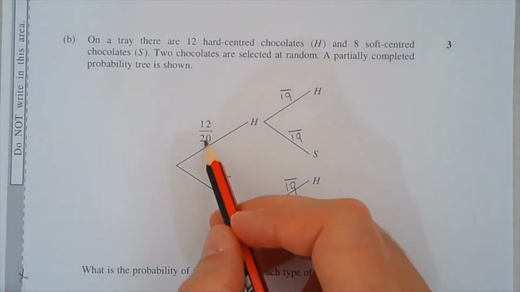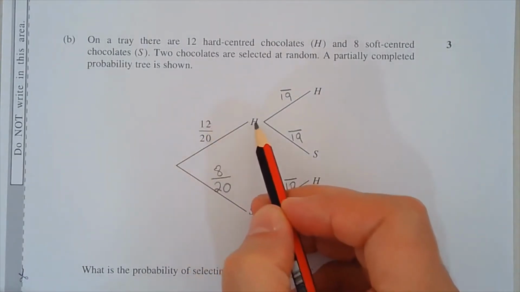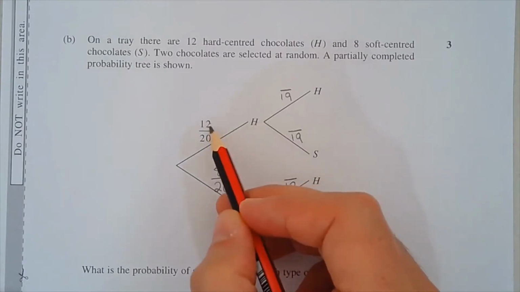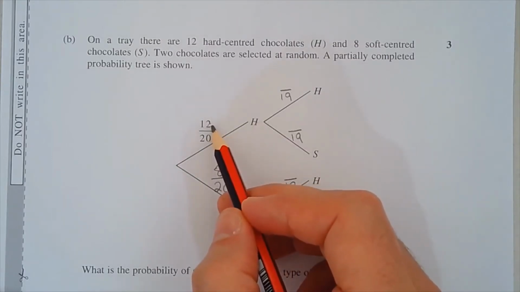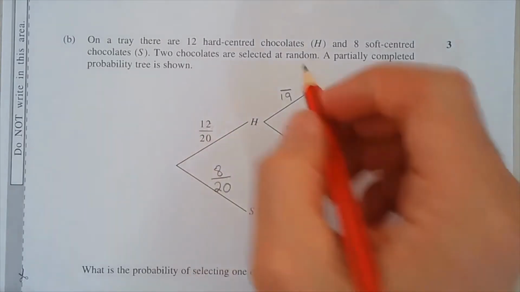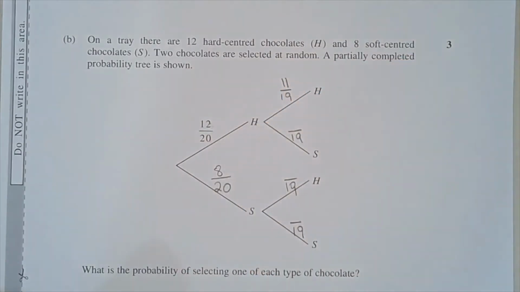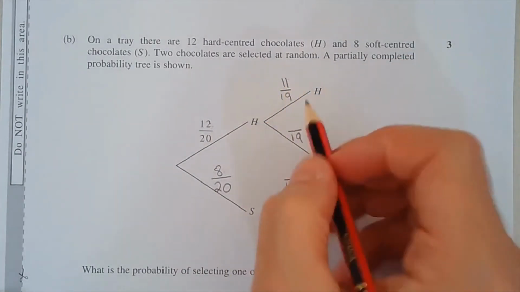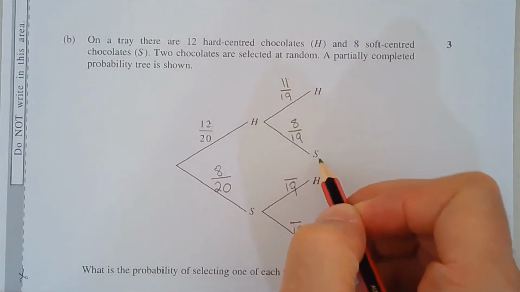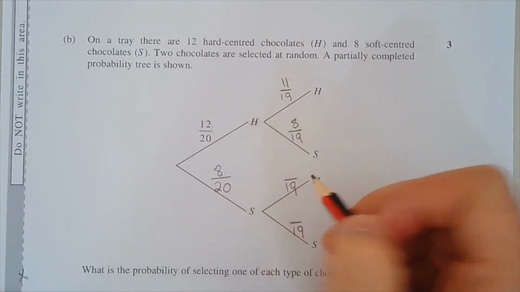Now, if we've selected a hard-centered chocolate, from the 12 originally, how many do we have left? We've now got 11. So 11 out of 19, that leaves us 8 out of 19 soft-centered chocolates. This is for the second draw now, or the second stage.